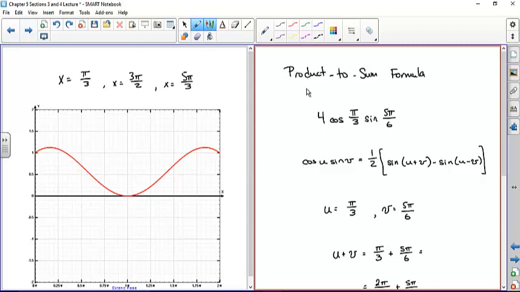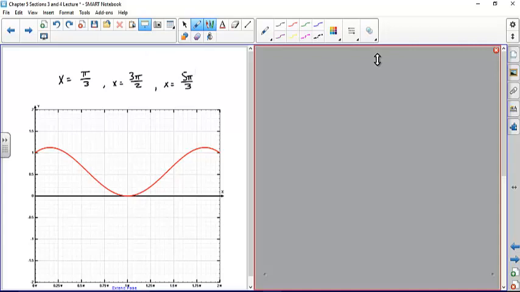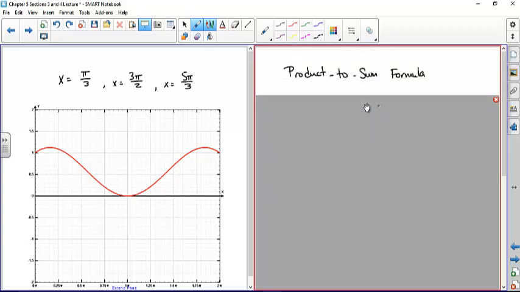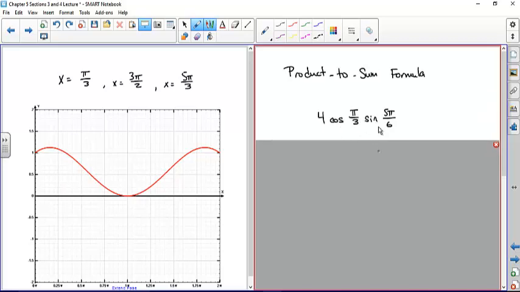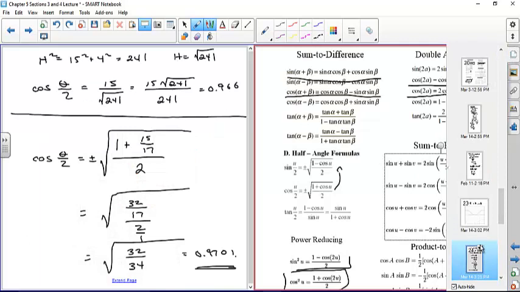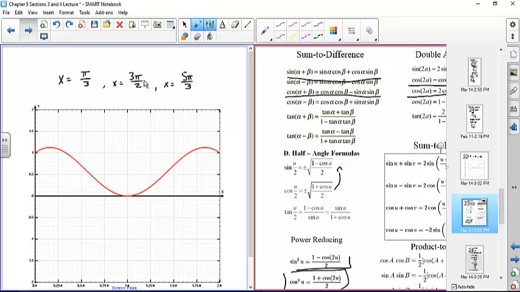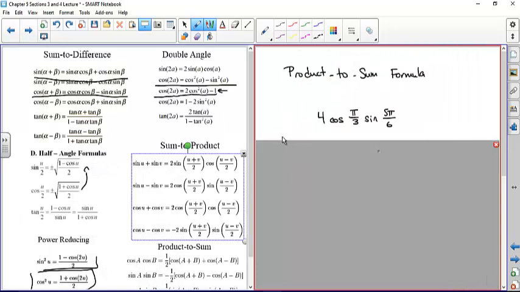Okay, and then the last one here, I think, is using the product to sum formulas. And this is just taking this expression, and we can evaluate it using the unit circle. But we can use the formula to show that we get the same answer if you expand it out. So let's find, where's my formula sheet? Okay, so let's just evaluate it. You know, 4 times the cosine of pi over 3, which is a half.